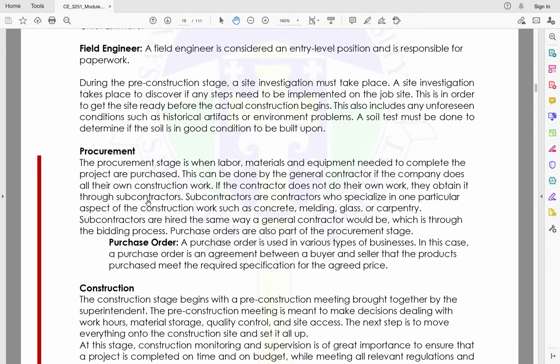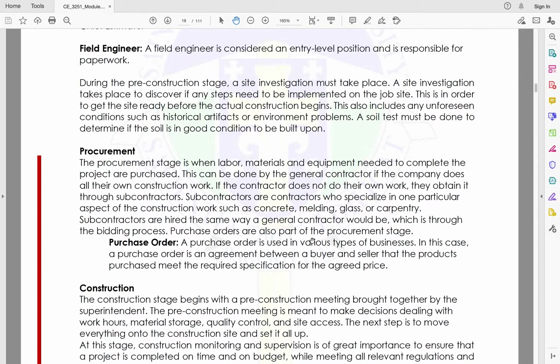Or subcon. Subcons are contractors who specialize in one particular aspect of the construction work, such as concrete, welding, glass, or carpentry, and so on. So that is what we will subcontract. General contractors are also called GenCon, to be short. Subcons are hired the same way general contractors or GenCons would be, which is through the bidding process.